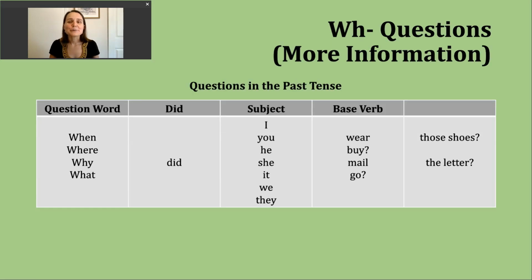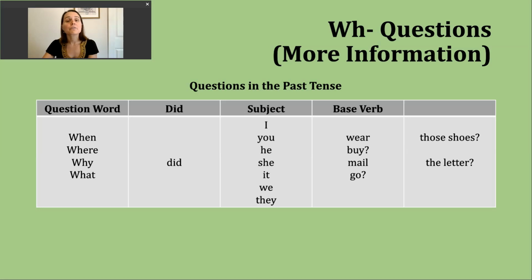Now, let's do a little review of questions. In just a moment, we are going to make some more information or WH questions with our verb of the day. And we're going to do that in the simple past tense. But before we do that, I thought it's good for us to look at the structure of how we make those questions.